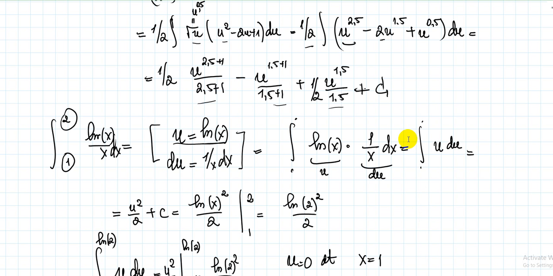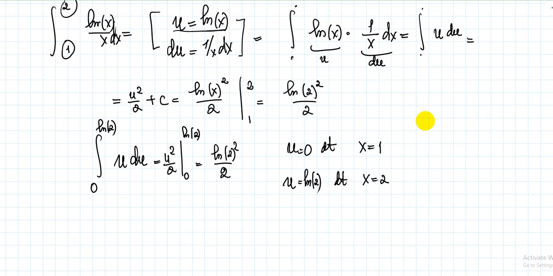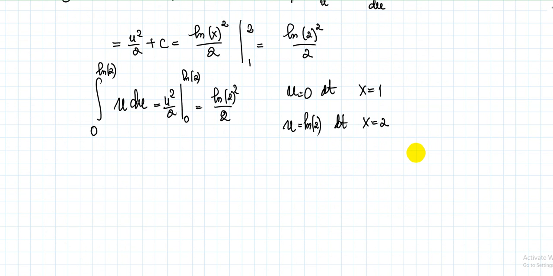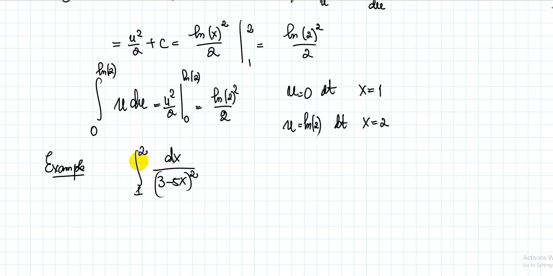Let's do another example of the definite integral with the substitution rule. So let's say we need to evaluate the integral of 1 over (3 minus 5x) squared, where x changes from 1 to 2. Okay? So it would be indefinite, you need to do substitution of 3 minus 5x.